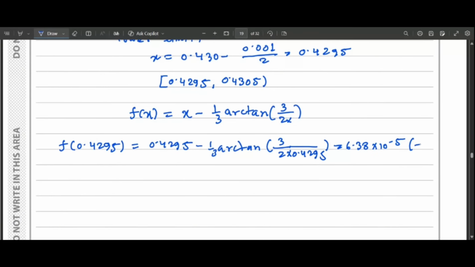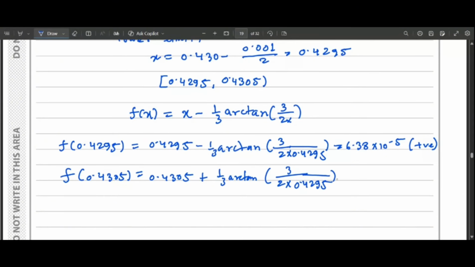This is a positive value. Now, if we calculate for the upper limit, we have to input 0.4305 plus 1/3 of arc 10, 3 divided by 2 into 0.4295, which equals minus 1.14 into 10 to the power of minus 3. So this is negative.